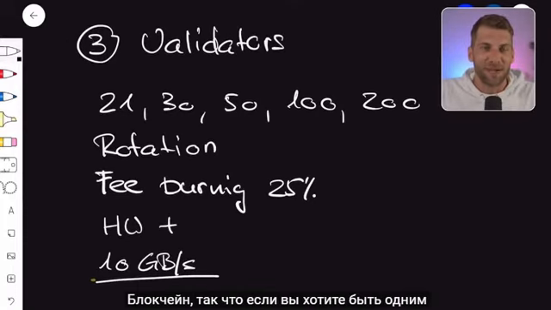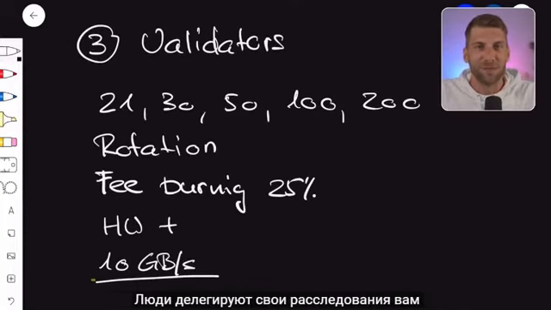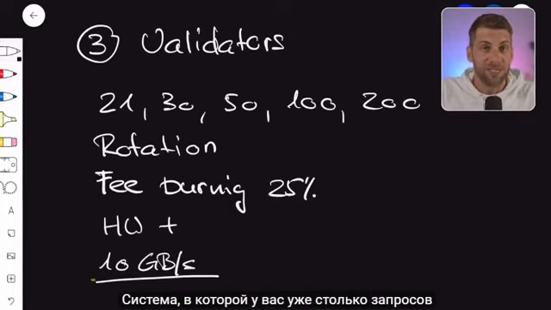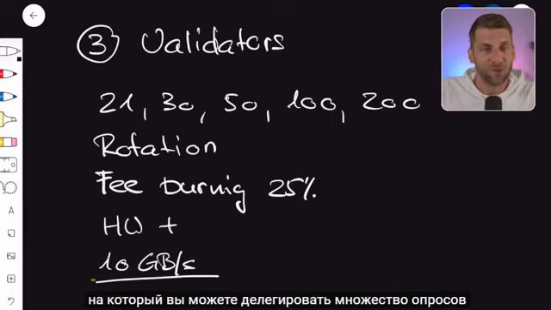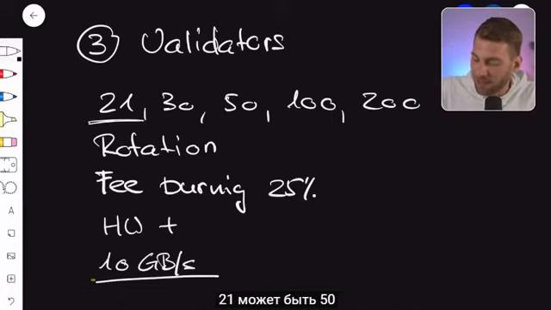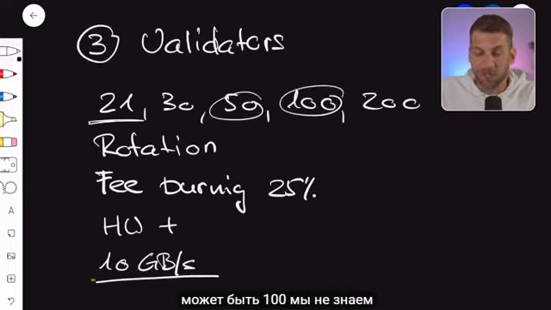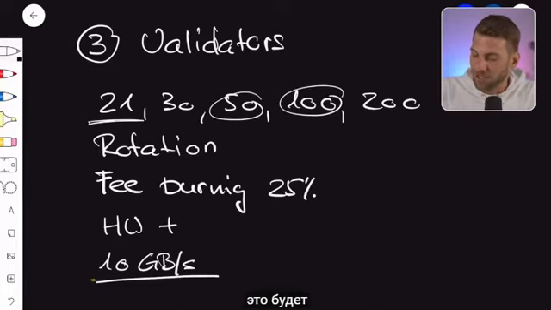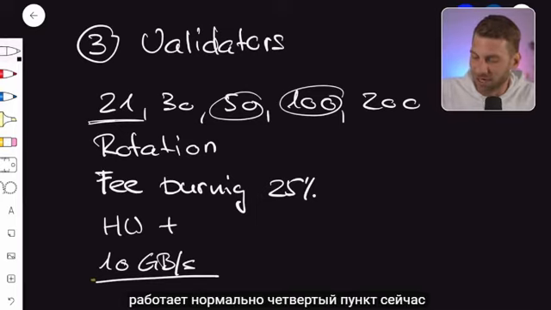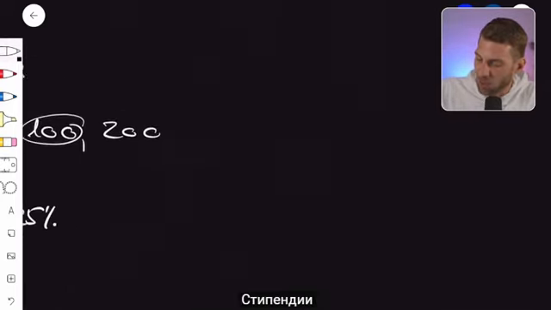So if you want to be a validator, you need to convince a lot of people to delegate their pulse to your validator system, or you already have so much pulse that you can delegate a lot of pulse to your own validator just to rank in the top, which is needed. Maybe there's just 21, maybe there's 50, maybe there will be 100, we don't know. So this will just work as a system. We see this already on a lot of blockchains. This is working great. The fourth point are now the wallets.